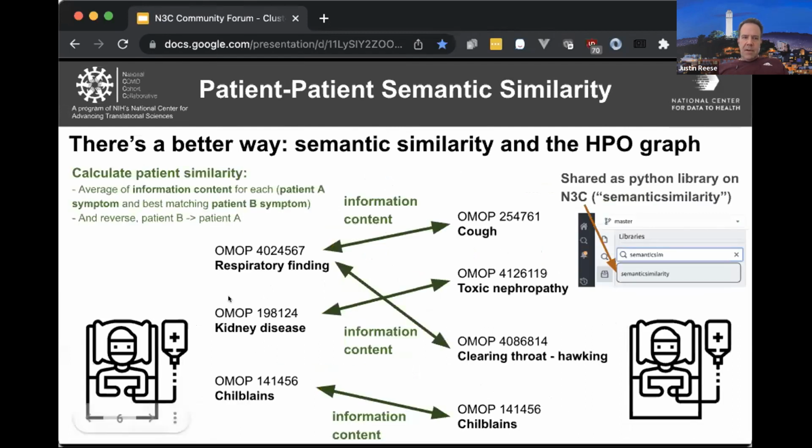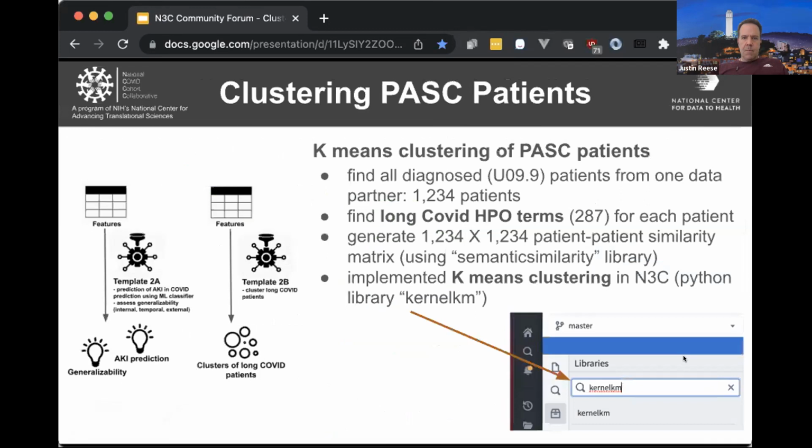So we can do that for all the phenotypes for patient A versus B. We find their best match and find their information content and average those. And then do the reverse, patient B versus patient A, and average all of these, and then average that average. And then we have a very, we think, elegant way of saying exactly how similar phenotypically patient A's long COVID phenotypes are to patient B's.